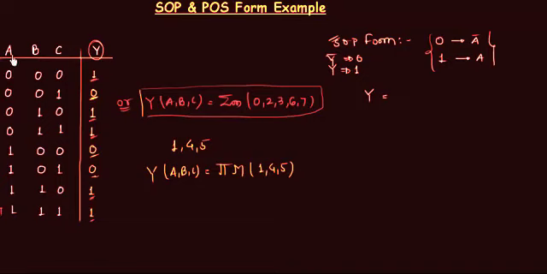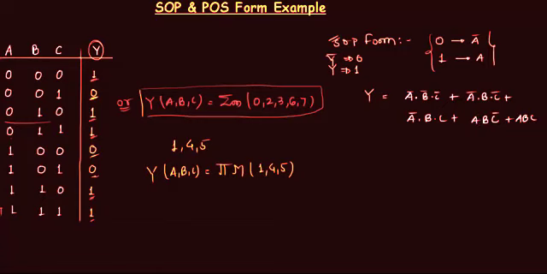So for the first case, you can see a is low, b is low, c is low, so it is simply a complement, b complement, c complement. For the next case, when Y is high, you can see a is low, b is high, c is low. So a complement, b, and c complement. And for the next case, when it is high, we have a as 0, b as 1, c as 1. So we have a complement, b, c. And for the last 2 cases, we have a, b, c complement or a, b, c.